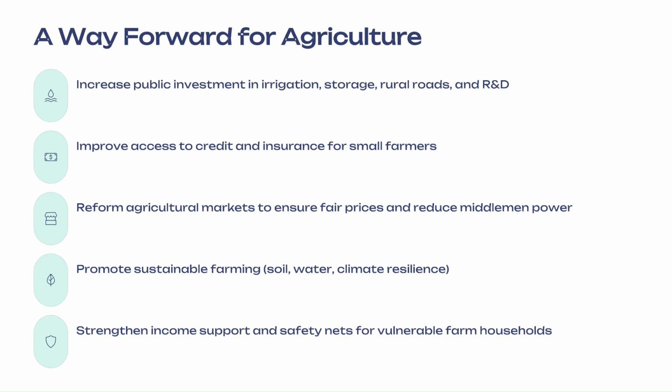Fourth, we must promote sustainable practices to stop environmental degradation like soil erosion. Finally, direct income support schemes like PM Kisan need strengthening to provide a safety net. Only by addressing these core issues can the major sin of neglect be atoned for.